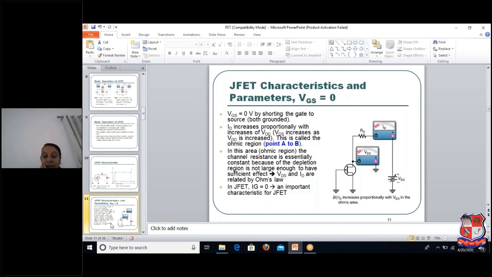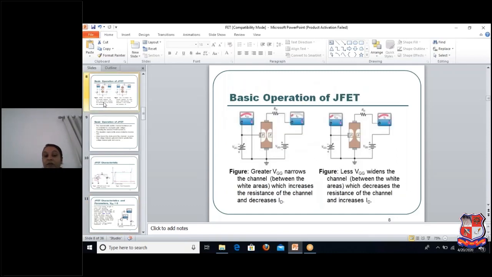It means that whenever your VDD increases, the drain current will increase. Okay, so what is the effect in the depletion region? Your depletion region, your p type materials, are going closer because the electrons from the n type material go from source to drain.